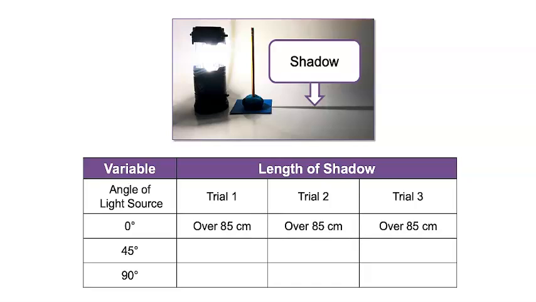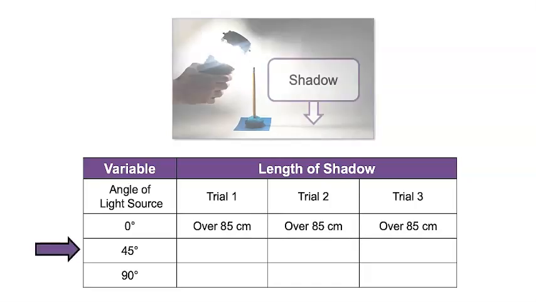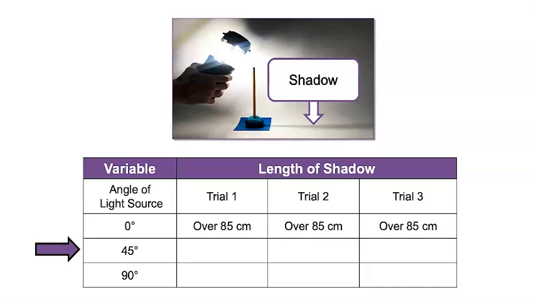Next, we will move the angle of the light source to 45 degrees while still keeping it at 10 centimeters to the left of the pencil. The end of the shadow is still slightly out of the picture, but the shadow is much shorter this time. I measure a shadow length of 34 centimeters in all 3 trials. The length is over 50 centimeters shorter than in the first test.